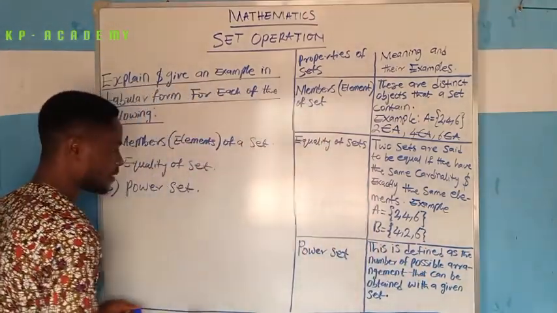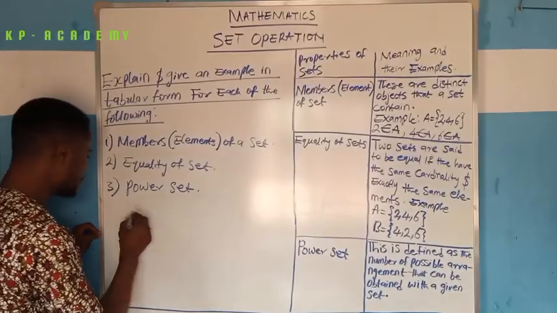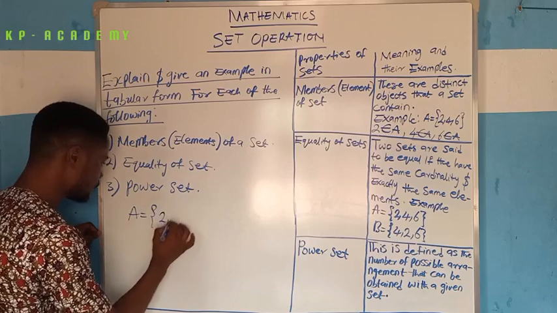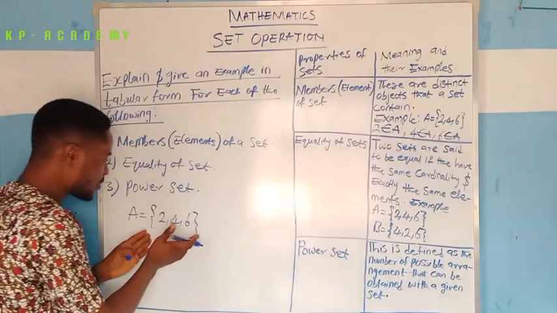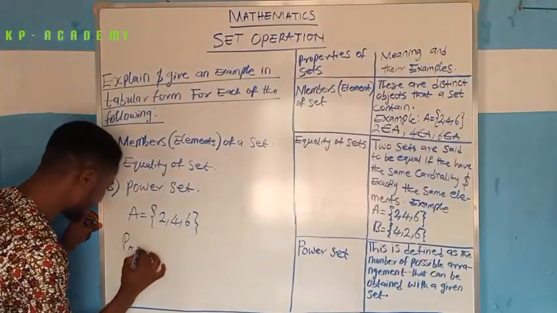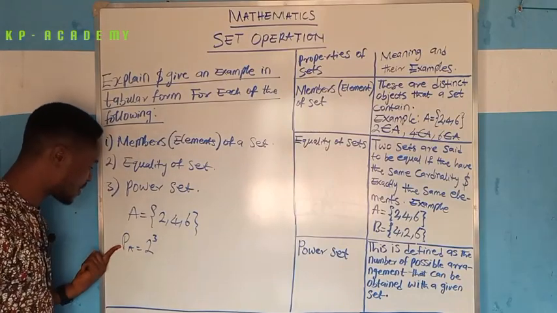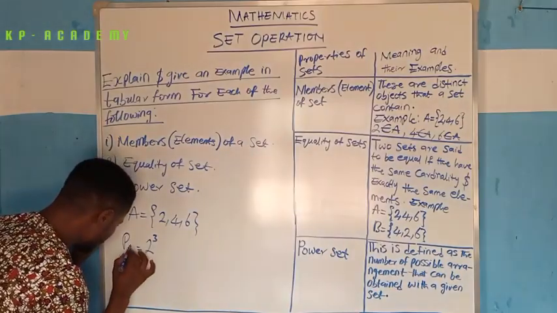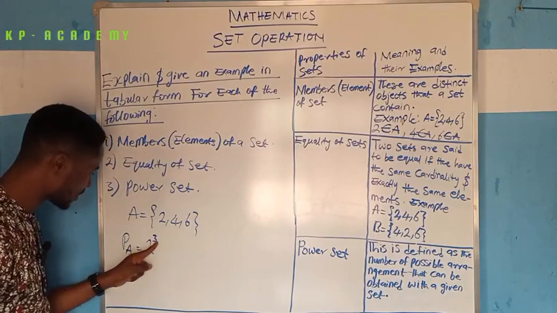For instance, let me just write the example of this power set over here. Now, using set A again as a case study, remember that set A is 2, 4, 6. So this is set A. Now, if I want to find the power set of this set A, it will be P of A equal to 2 raised to power 3. Now, this P means power set of A. So P of A, power set of A, is equal to 2 raised to power 3.